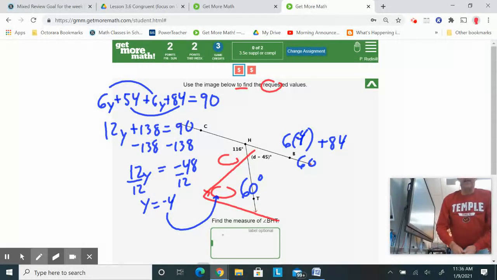All right, got it? I'm not sure why the smileys didn't rain down, but it was correct. So I'm going to move on to the next one. And that's it for the video. Hopefully you understand how you do these problems.